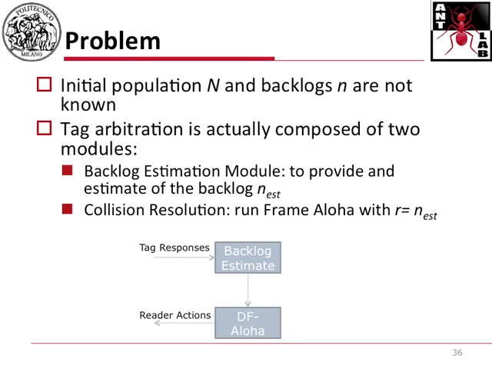This backlog estimate, to be more precise, is spitting out and giving to the dynamic frame Aloha protocol this estimate of the current backlog. That's why it's called the estimate. And then this frame Aloha protocol does the same thing I just discussed in the previous slide, by setting the current frame size equal to this estimated value of the current backlog. Okay. So why is this challenging?